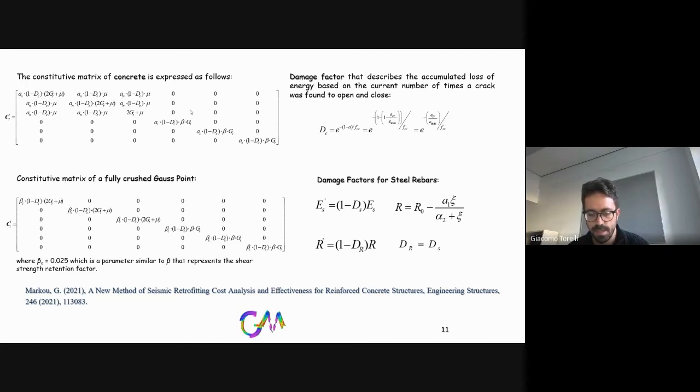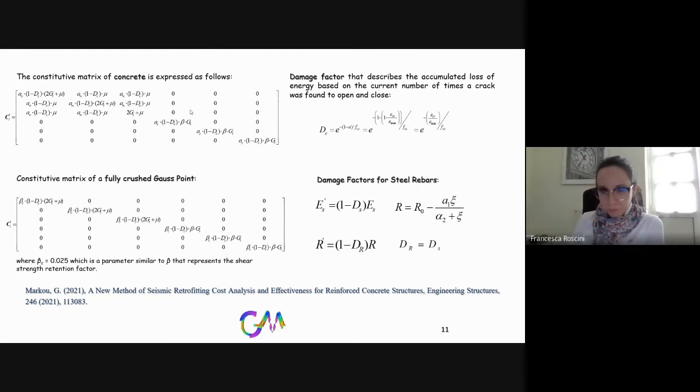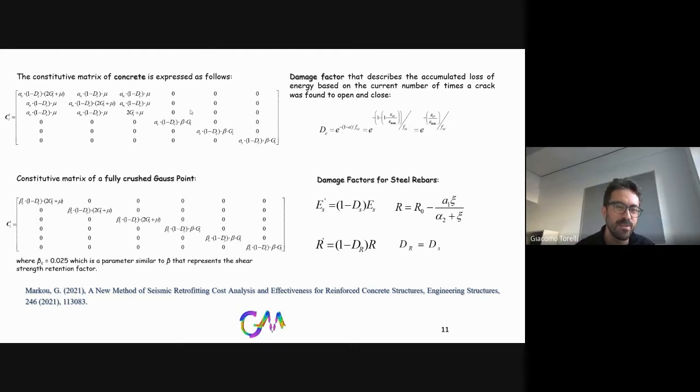Right. Can I ask another one, Francesca? Yeah, of course. What happens if the direction of the crack rotates? So if the material cracks like this first, and then there's a rotation, say, of 90 degrees.